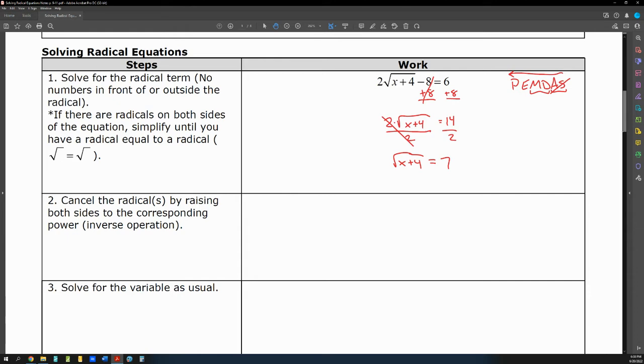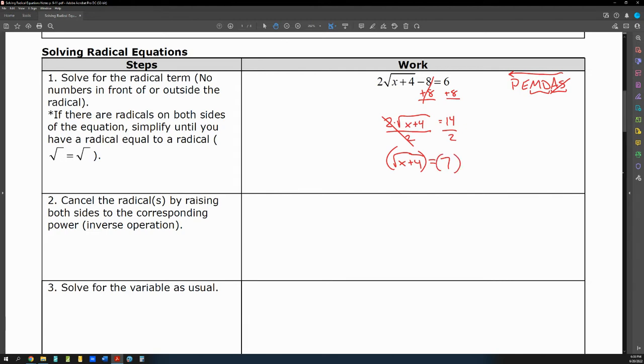Step 1 is done. Step 2 is to cancel the radical or radicals by raising both sides to the corresponding power, or the inverse operation. So the power that you're going to raise it to is going to be the same as the index of your radical. In this case, we have the square root, or an index of 2. So we're going to raise both sides to the second power, or square both sides.